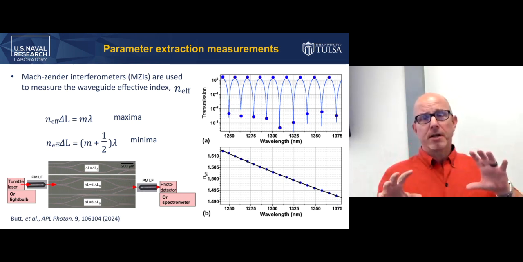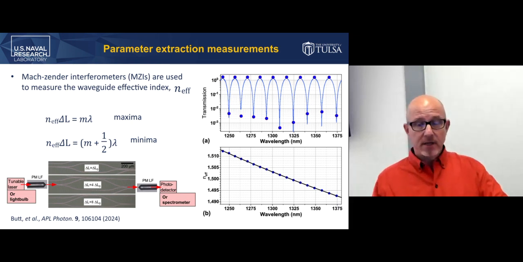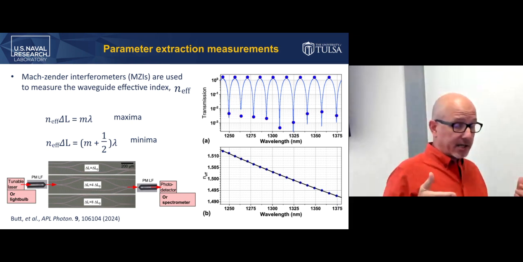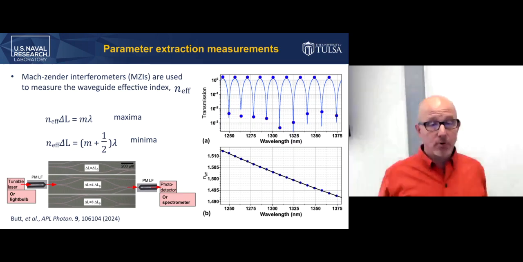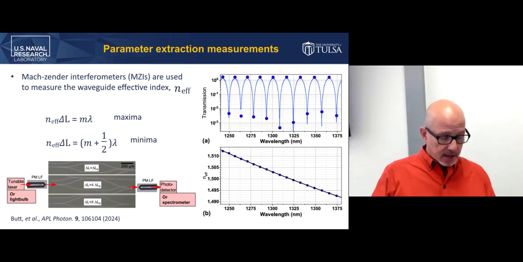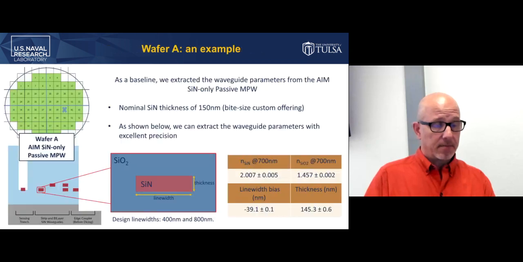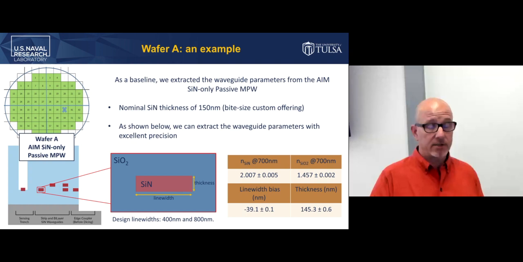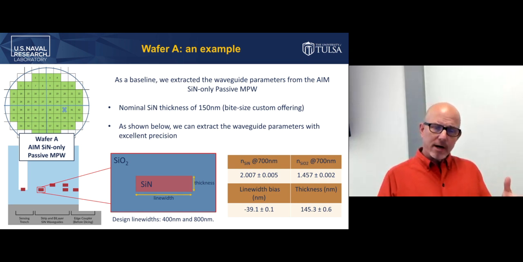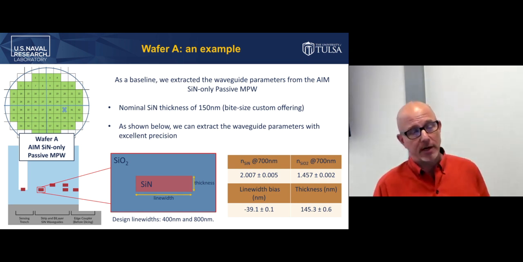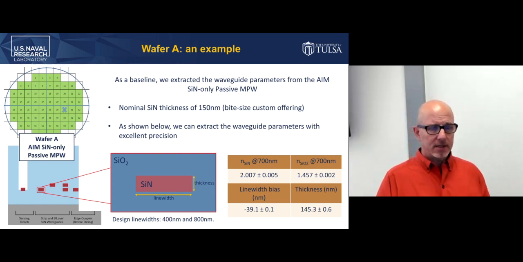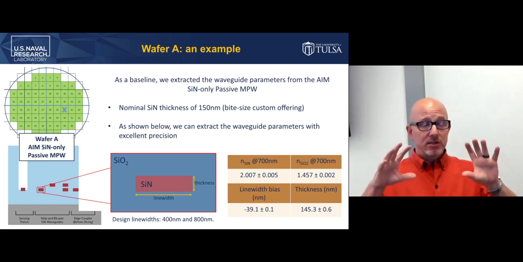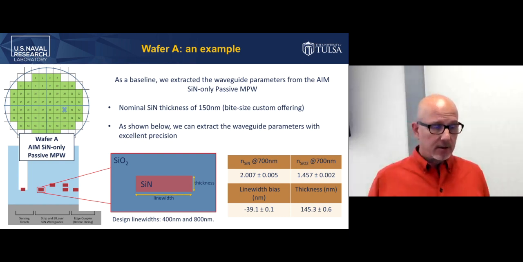Then you do these same measurements for each of the 4 waveguides, and you've got your 4 measured indices of refraction at a particular wavelength, and you go through the parameter extraction process. Let me give you one example, recently presented last month at the Conference on Lasers and Electro-Optics. We look at what's called wafer A in this example. We use a standard process of record at the AIM Photonics foundry. It's a silicon nitride-only passive MPW, which is a multi-project wafer. My point is this is one that should be repeatable time after time. It should be the same.